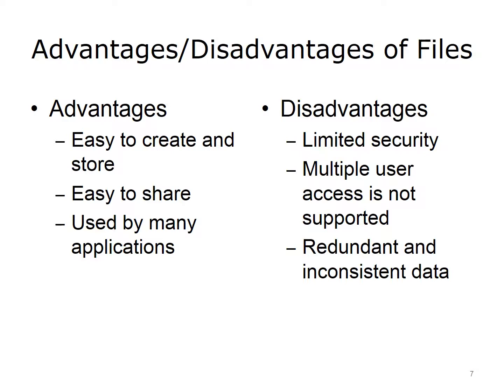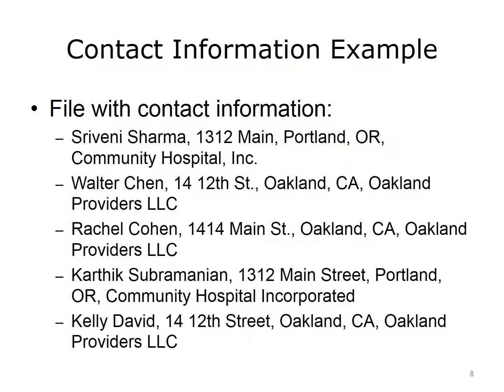On the other hand, files have limitations. The security of files is limited to that of the file system. Also, by default, multiple users cannot use the same file at the same time. Usually, only one user can open the file for editing. Any additional users open a read-only copy of the file. Finally, using files to store structured data with relationships can result in redundancy and inconsistency, as shown in the following example. This slide shows a file that contains names and contact information of some individuals.